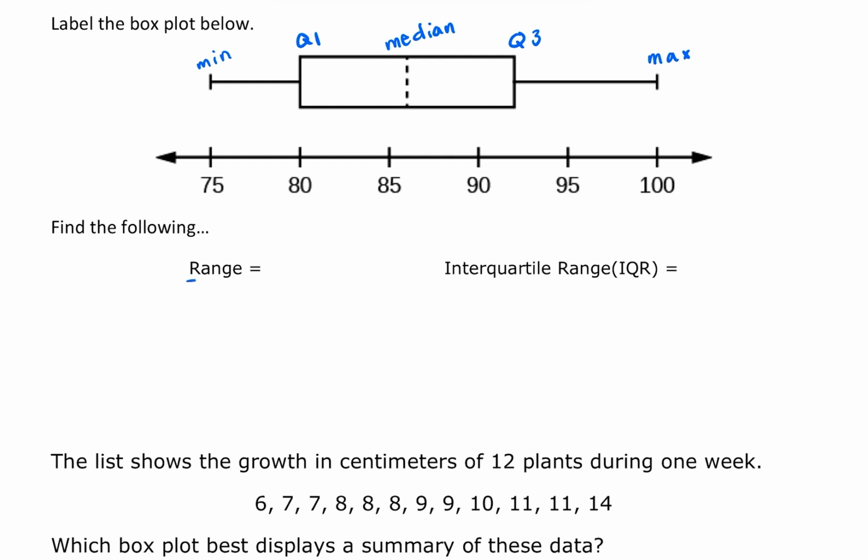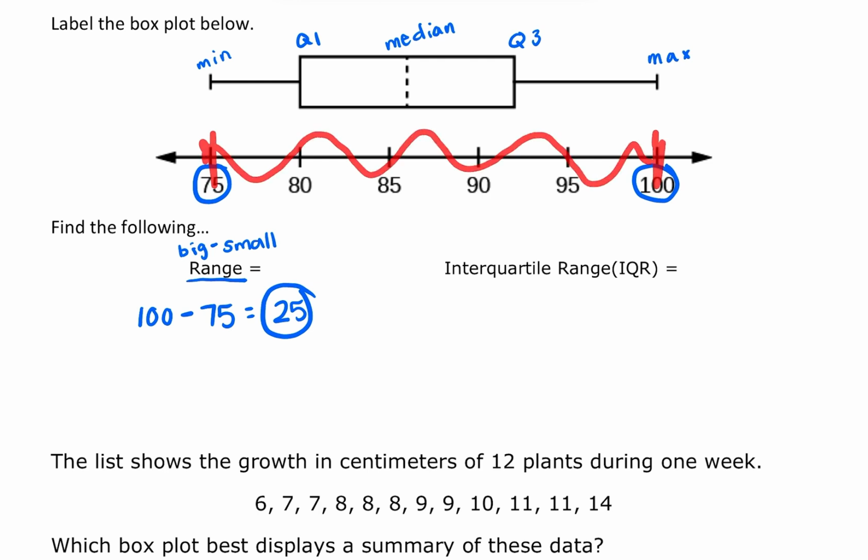It says find the following. It wants range. And we just have to remember what range means. Regular range is my big minus my small. Or in box plot language, my max minus my min. So if I go to my max, that's 100. So 100 minus my small, which is 75. And 100 minus 75 is 25. So what that tells me is that from here to here, we are covering 25 numbers.